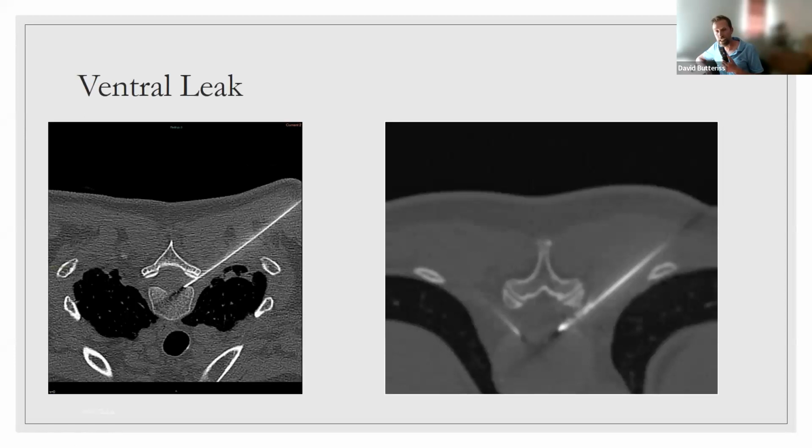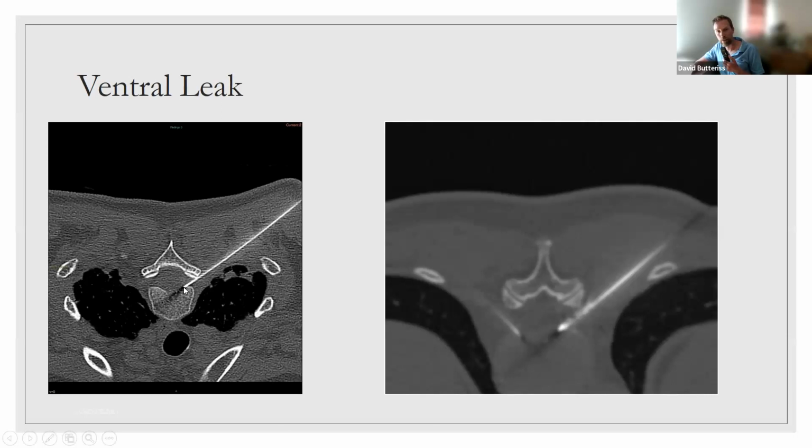So foraminal leaks are generally fairly easy to get to. Ventral leaks can be more tricky. What we have to do is get the needle tip far enough anteriorly that when we inject our glue and it travels ventrally, it covers the midline and doesn't all squirt back out of the foramen and down the area of least resistance. So if we're lucky, we can do that through one side.